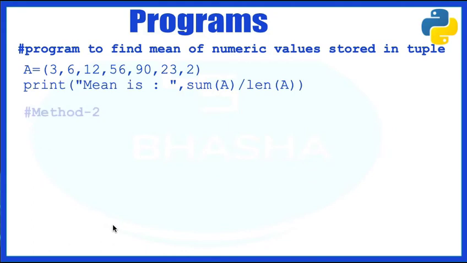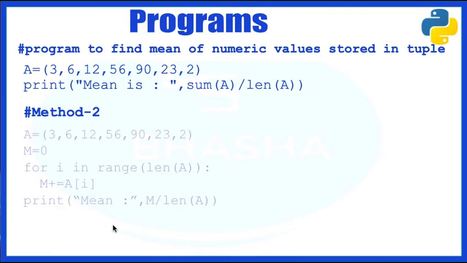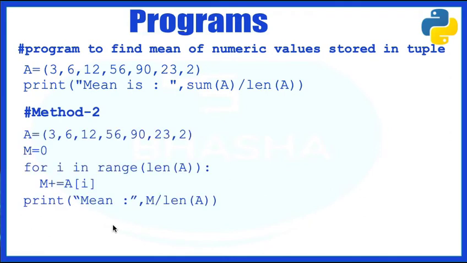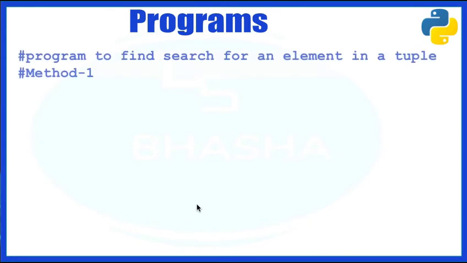But if I have to do it in a programming way, which is the second method, again do the traversing, find the length, find the sum and divide it by the length. So these are simple, straightforward questions that you can always be in a position to do.